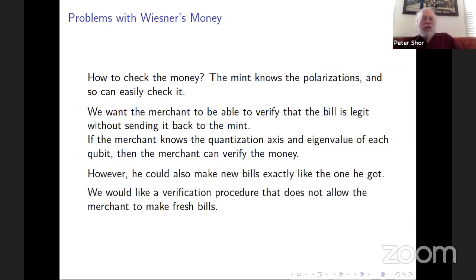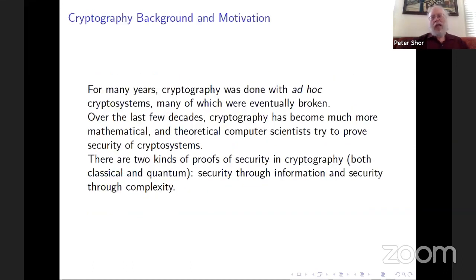Okay, so what we would like is some kind of verification procedure for some kind of quantum money that does not allow merchants to make counterfeit bills. I started thinking about this with ideas from cryptography. I guess everybody here knows this already, but for many years, cryptography was done with ad hoc cryptosystems, and lots of them were eventually broken. And over the last few decades, cryptography has become much more mathematical, and hopefully we're getting better cryptosystems now.